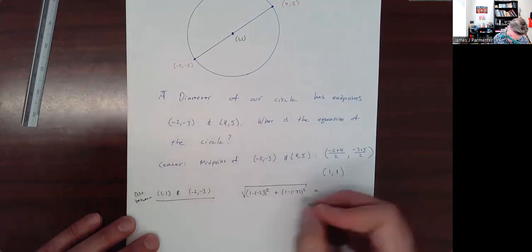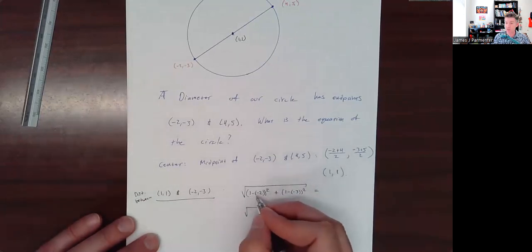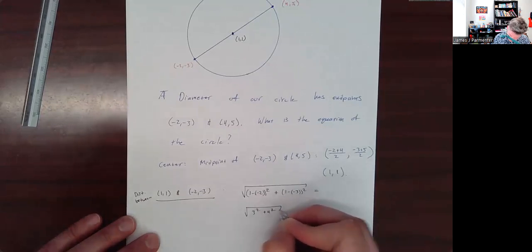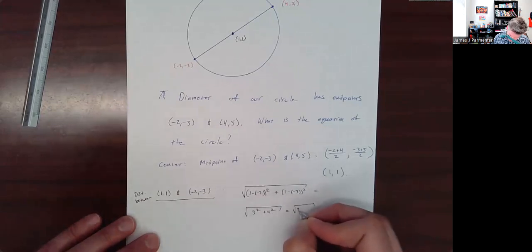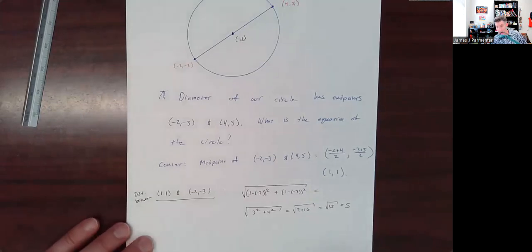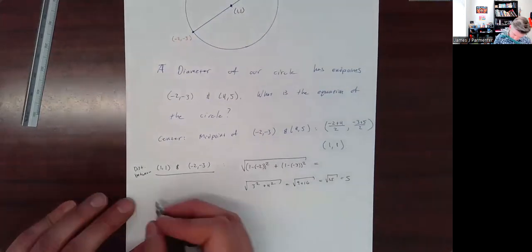which is going to be the square root of, 1 plus 2 is 3, 1 plus 3 is 4. 3 squared is 9, 4 squared is 16. We've seen this before. 9 plus 16 is 25. This is going to be 5. Or if you use the other point, you should get the same result.